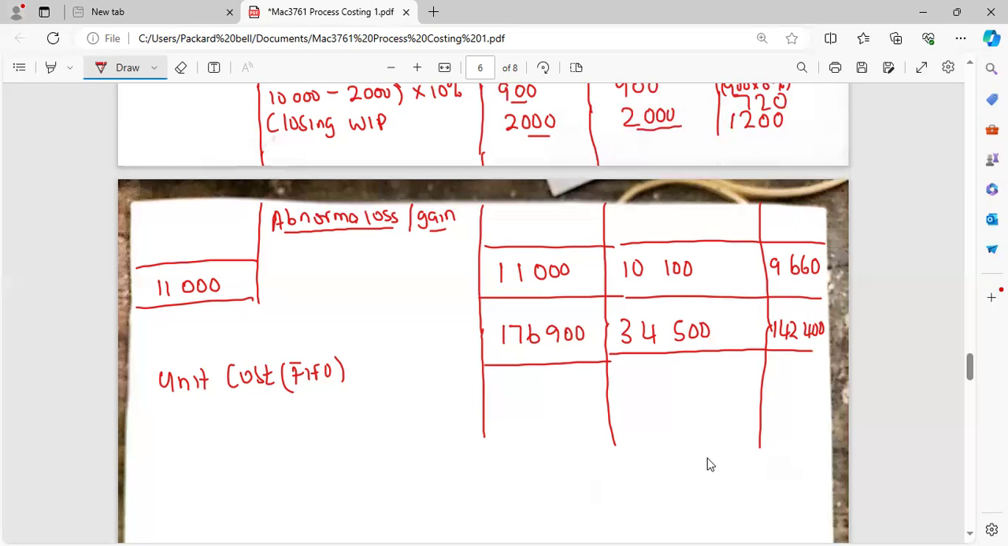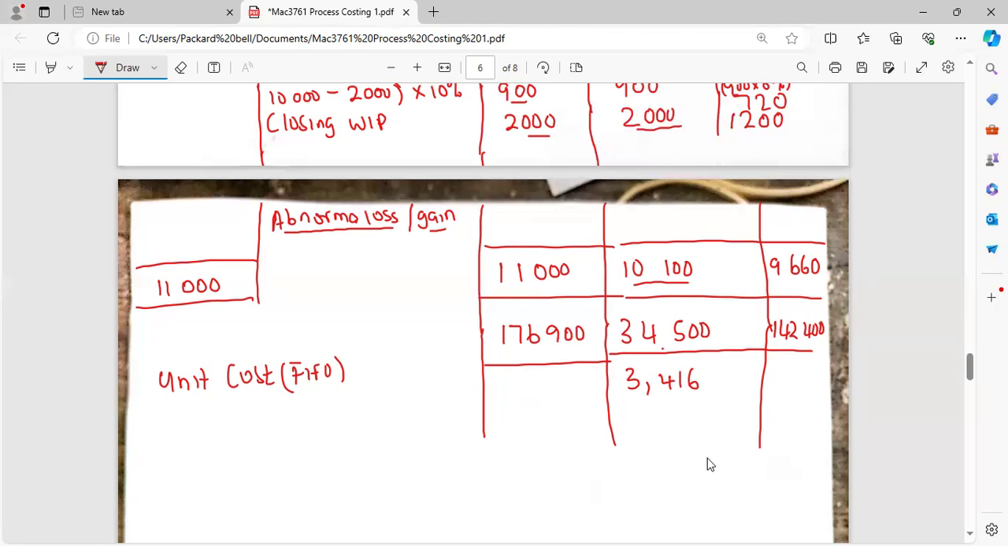So it's going to be 34,500 divided by 10,100. How much are we going to have there? 3.4158. So we can make it 3.416. These are units, remember, and this is money. So which means we want the cost per unit. We just come here and say 34,500 divided by 10,100. Then we get our cost per unit.